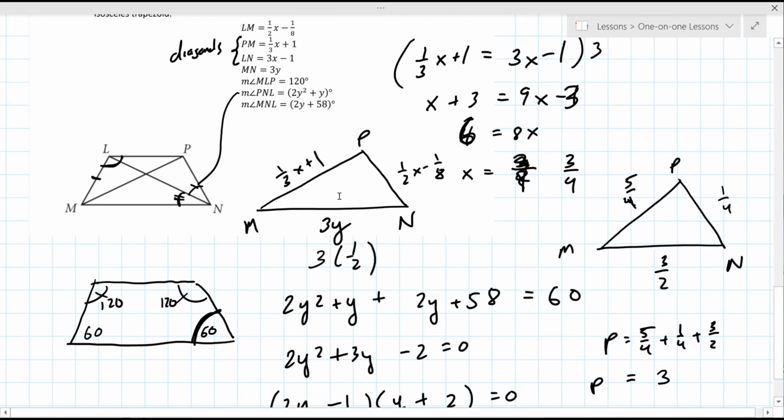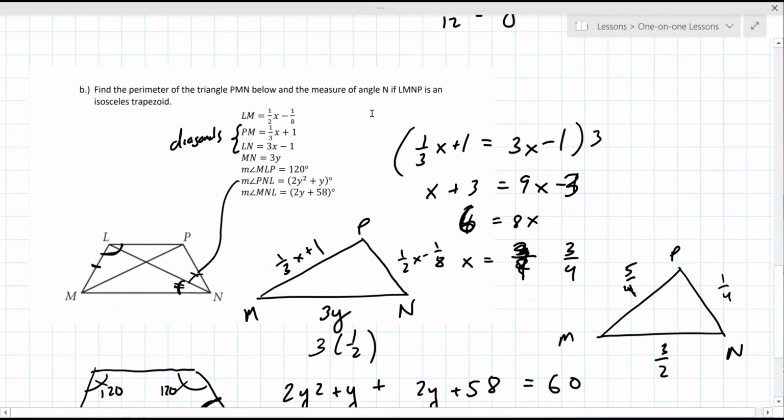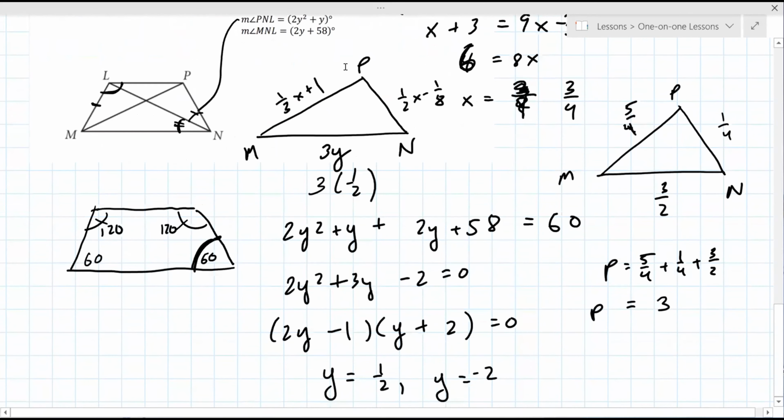Okay. Let me get that last part down. We have another part to find an angle or something in here. So we'll find angle N, which we actually already found. Okay, hold on. So let's redraw this triangle.